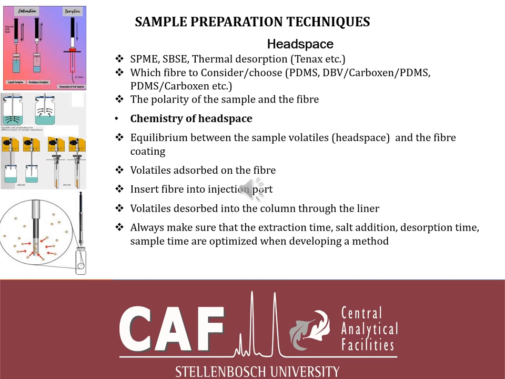There are different types of SPME fibers, like your PDMS, your DVB, carboxen, which is a pink fiber. PDMS is a red fiber, and then you've got PDMS, DVB, carboxen. You get different types of colors there. It has to do with the polarity of the compound of interest. It's important to match the polarity of the sample and the polarity of the fiber.